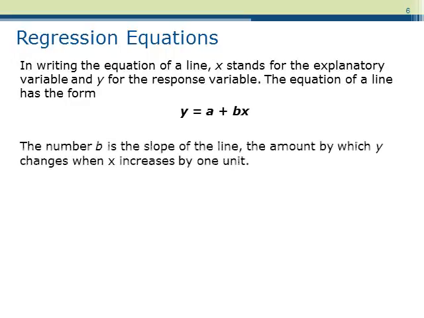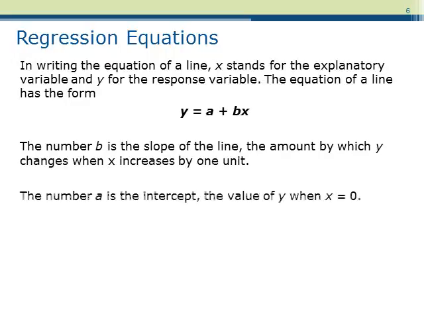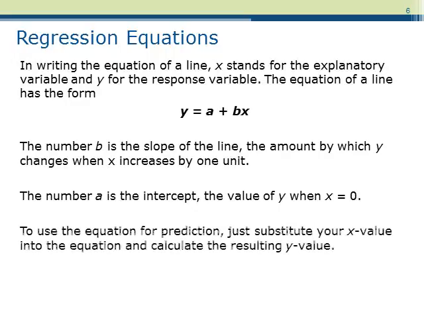The number b is the slope of the line, the amount by which y changes when x increases by 1 unit. The number a is the intercept, or the y-intercept, the value of y when x equals 0. To use the equation for prediction, just substitute your x value into the equation and calculate the resulting y value.